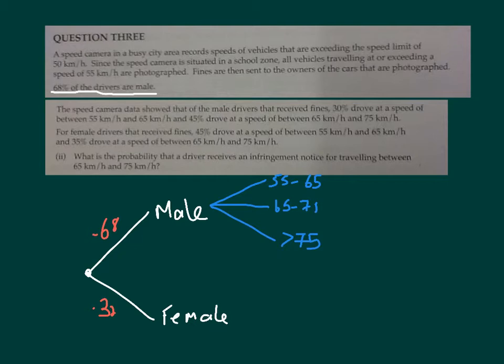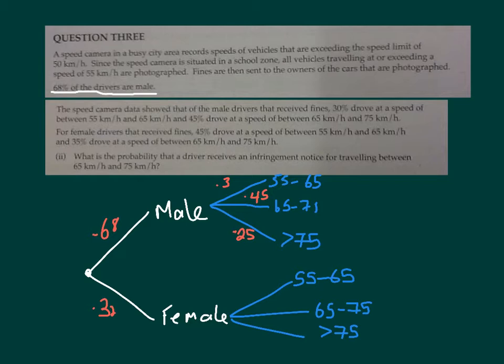So the probability for 55 to 65 for males, we're told that's 0.3. The next option is 0.45. So therefore, if we add up to 1, 25% of drivers drive more than 75 kilometres per hour. And we do the same for females. So we've got 55 to 65, 65 to 75, and then greater than 75. And we go through and we put the probabilities on there. So for the girls we've got 0.45, then 0.35, so that means that's 0.2.